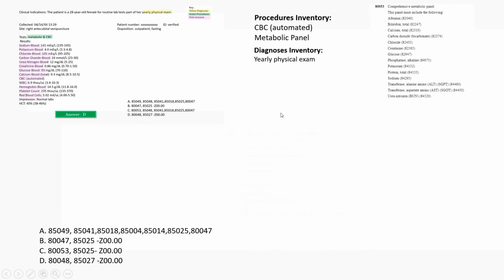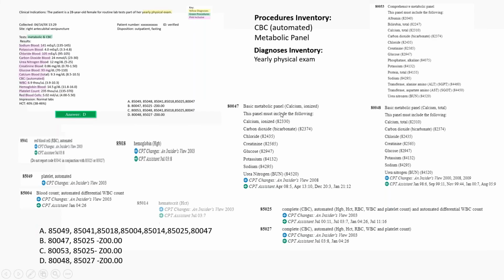Let's see how we arrived at option D. So the procedure inventory, we are having CBC and metabolic panel performed, and the diagnosis will be yearly physical exam. And these are our code options. So coders, what are we coding here for? We are coding for a CBC automated as well as a metabolic panel. As you can see, there are three codes for metabolic panel: one for metabolic panel calcium ionized, metabolic panel calcium total, and a comprehensive metabolic panel as well. So the key in solving the scenario would be how to code the metabolic panel. Okay, let's first look into option A.